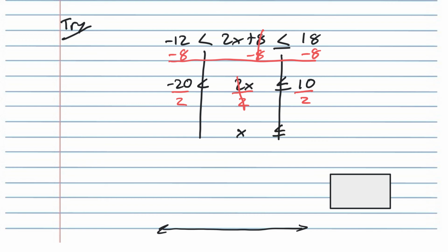So less than or equal to 10 divided by 2 gives us 5. And negative 20 divided by 2 gives us negative 10. So that is our official answer to this question.